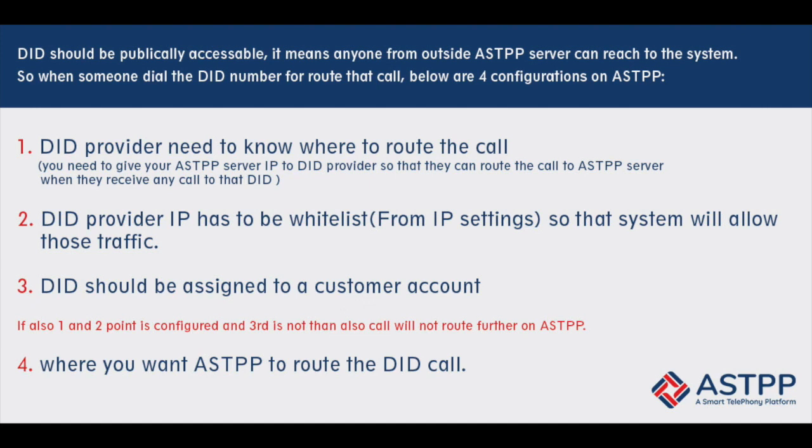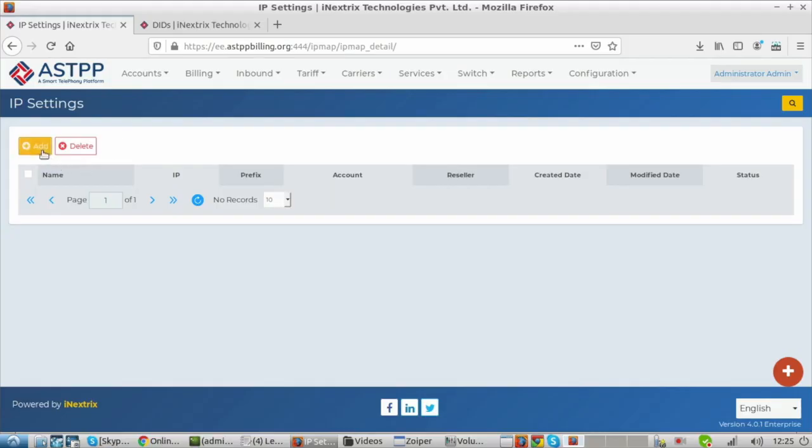It means you need to give your ASTPP server IP to the DID provider so that they can route the call to the ASTPP server when they receive any call to that DID. And the second configuration is that the DID provider IP has to be whitelisted on our ASTPP so that the system will allow only those who come from this IP. So where we can whitelist on ASTPP, I am showing you. We have to add by clicking on it.